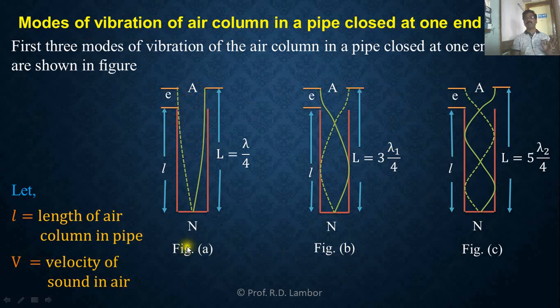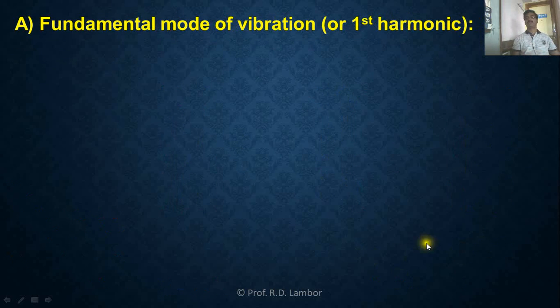And in that diagram, n stands for node and capital A stands for antinodes. So let us learn one by one the modes of vibration of that air column. First of all, we will study the fundamental mode of vibration or first mode of vibration, which is also called the first harmonic mode. So this air column may vibrate with one half loop only.